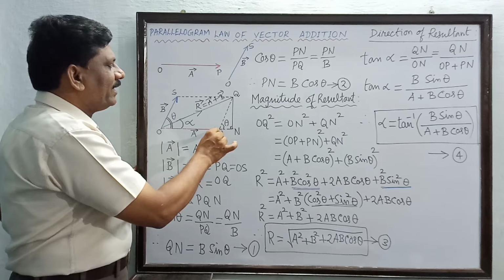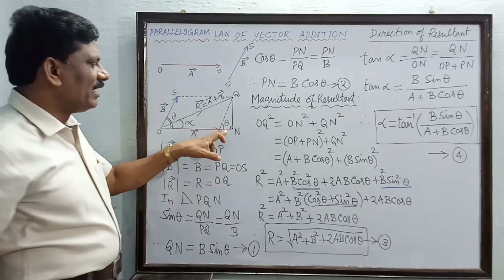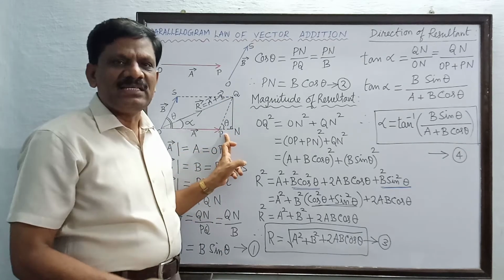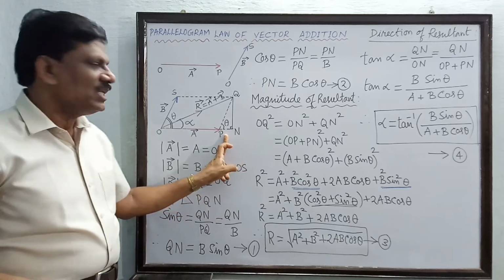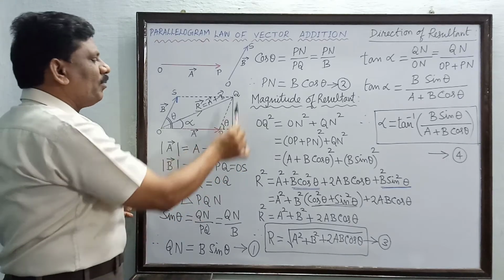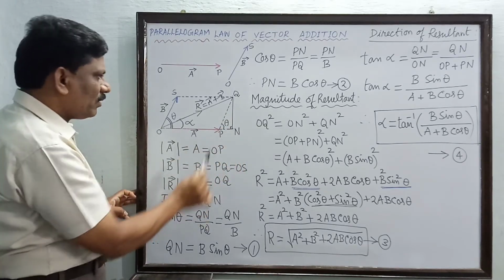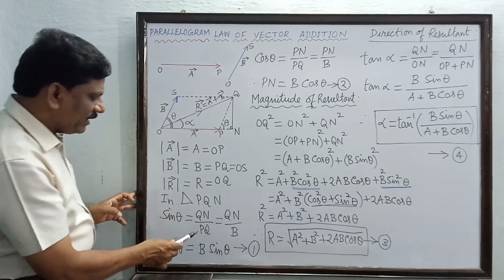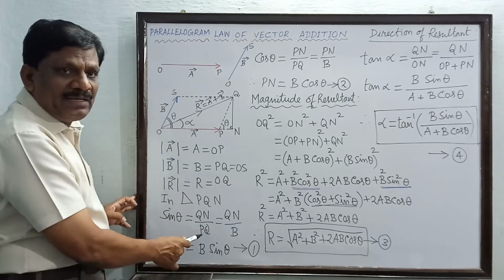So in the right angle triangle PQN, we will write what is the value of sine theta, what is the expression for cos theta. So first, sine theta is equal to what? Opposite side QN by PQ. I have written the same: sine theta is equal to QN by PQ.